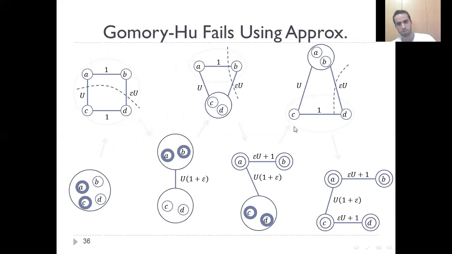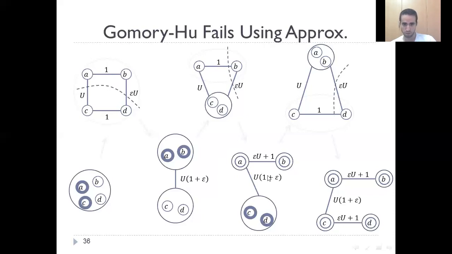So this is an execution of the Gomory-Hu algorithm on this very simple graph. You can think about U as being infinity and epsilon as being a small constant. So initially we pick A and C as the pair. We find the minimum cut between them that is approximated. So this is going to be U plus epsilon U. This is the value, and this is instead of the minimum cut, which is U plus 1. So then we have this partial tree. Again, we have this auxiliary graph. We pick A and B. 1 plus epsilon U is the minimum cut between them in this auxiliary graph. We already see that this is much bigger than the original value between A and B, which was 2.